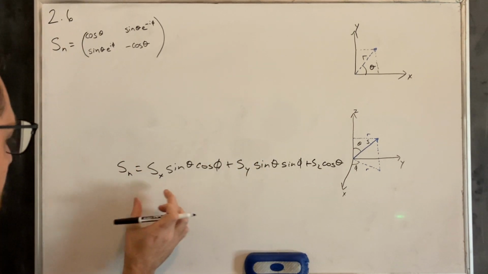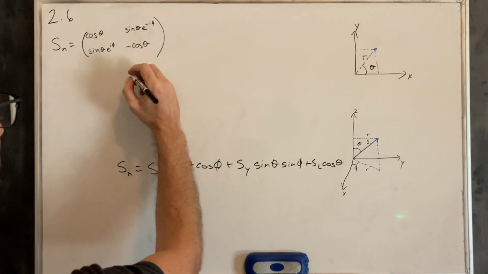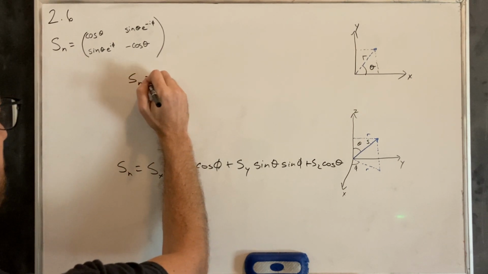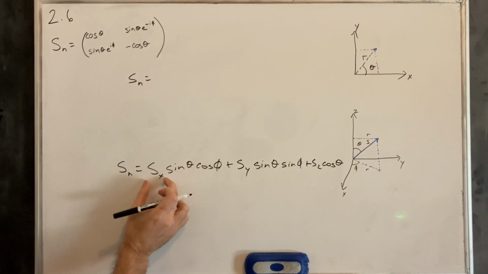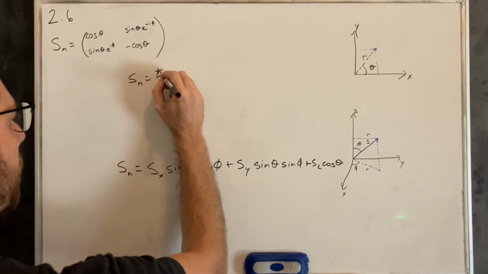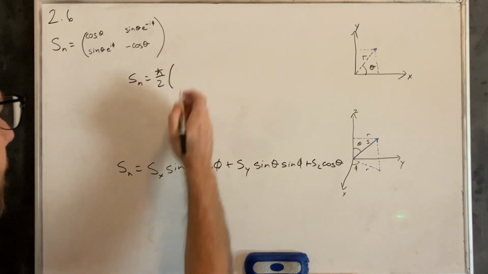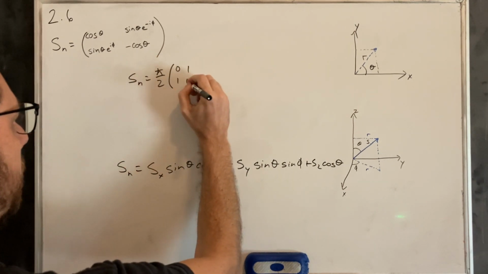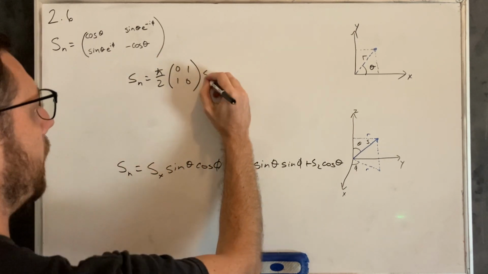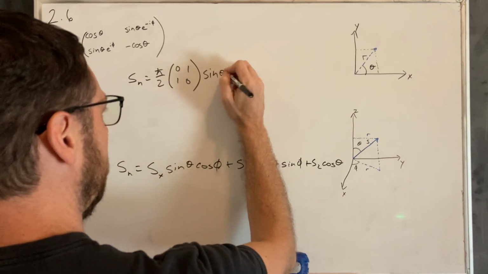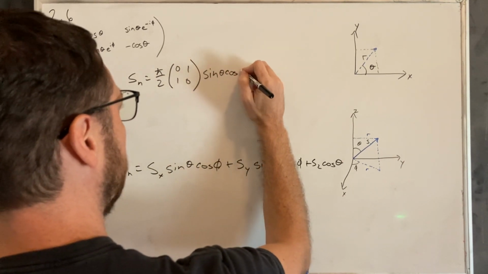So now we can swap some things out. So let me write it up here. So Sn equal to, well, Sx, we know that that's the Sx operator, which we know is h bar over 2, times the matrix 0, 1, 1, 0, times sine theta cosine phi.